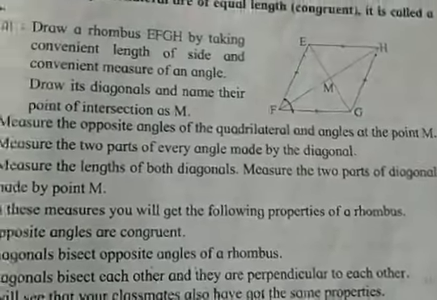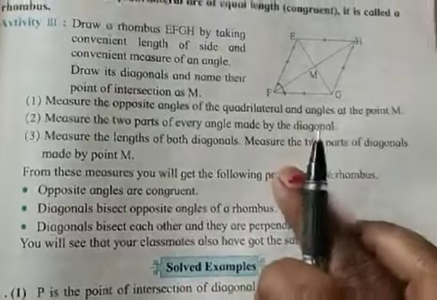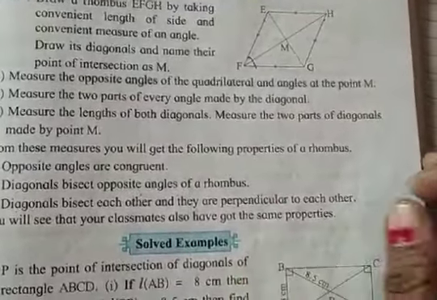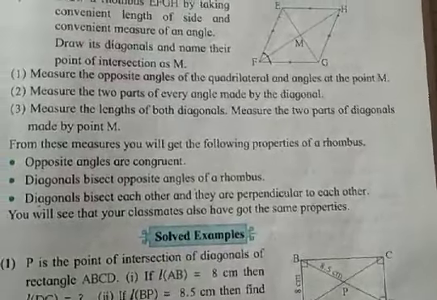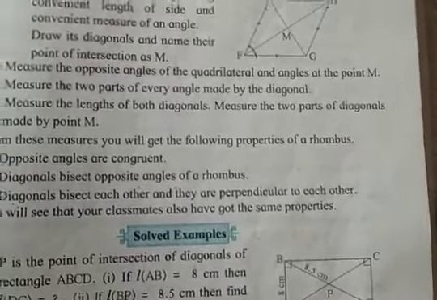These are the properties of the rhombus that we saw today. Understood, all of you? So today we completed this property and activity, and the solved examples we will take in our next lecture. So today we will stop here.